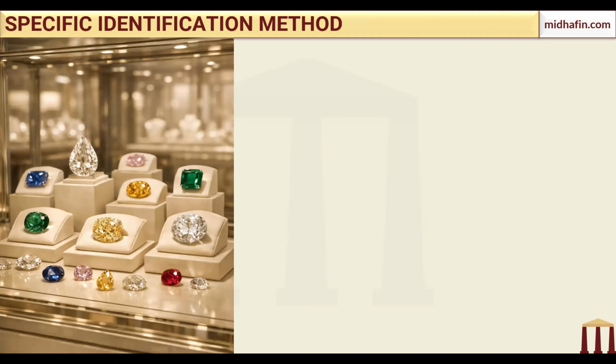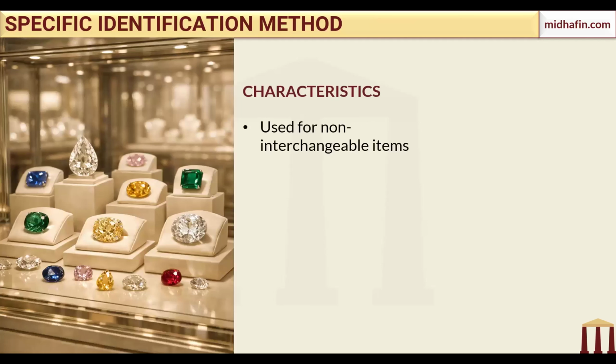Specific identification is used generally when the inventory items are non-interchangeable. So each unit is different and the firm can identify exactly which item was sold, as you can see in this diagram. This is one of the best examples actually. Different gems can be specifically identified. Ultra luxury items can be specifically identified, which one has been bought and which one was sold. So they are non-interchangeable.